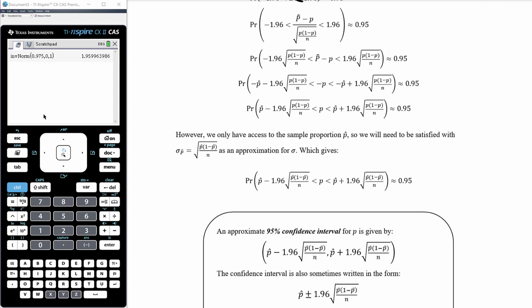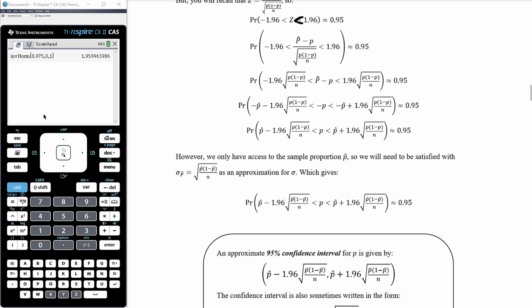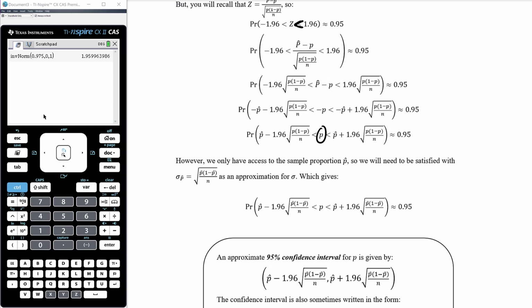Okay. Alright, so now we've got to a point where we've made this ugly expression, rather than it being about z, it's now about p, the population proportion. So now we know that the probability that the population proportion lies between this thing and this number is 0.95. So we've now got this interval within which we can be 95% certain that the population proportion lies.